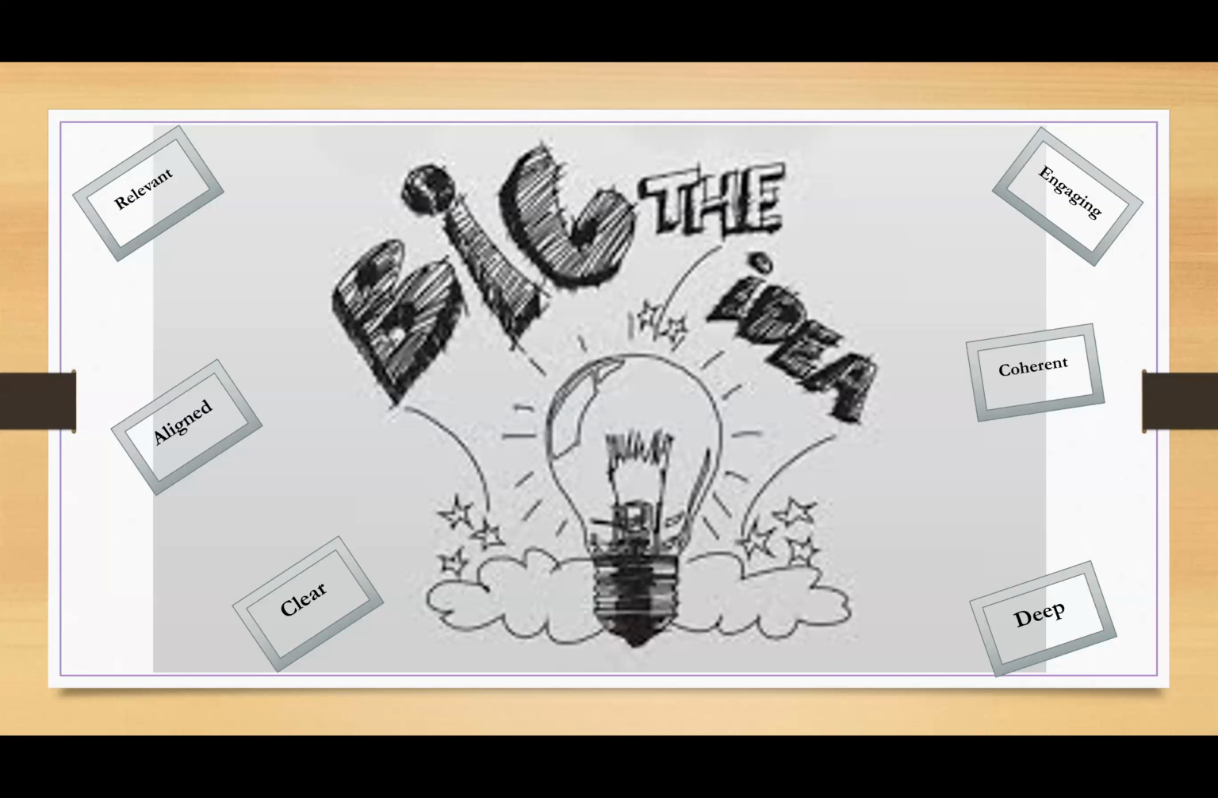The six keywords that should be in front of us as teachers when we are evaluating the big idea stated in the lesson plan to tell whether it's a good or poor big idea are summarized by relevance, alignment, clarity, engagement, coherence, and depth.